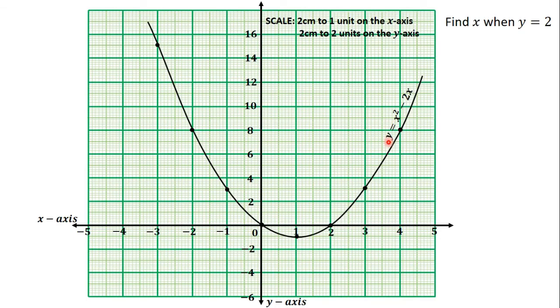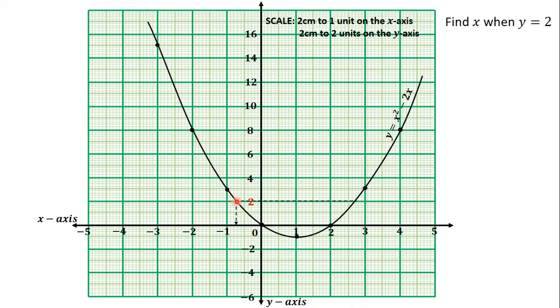So this is the graph of the function y is equal to x squared minus 2x. We are going to use the graph to find the value of x when y is 2. So the first thing we have to do is to locate 2 on the y-axis. 2 on the y-axis is here. Then you draw a horizontal line through 2, and you will see that it will meet the curve at 2 points. This point here and this point here.